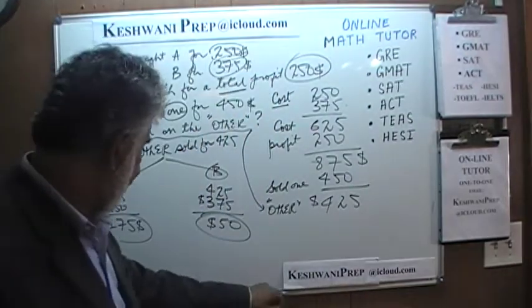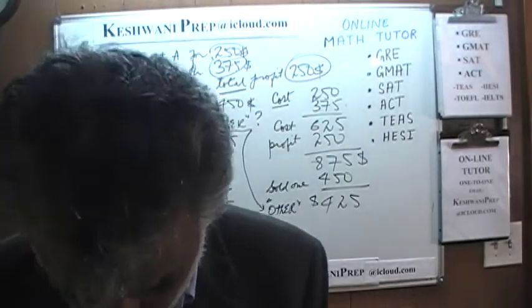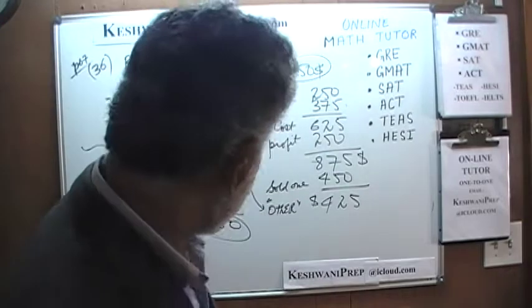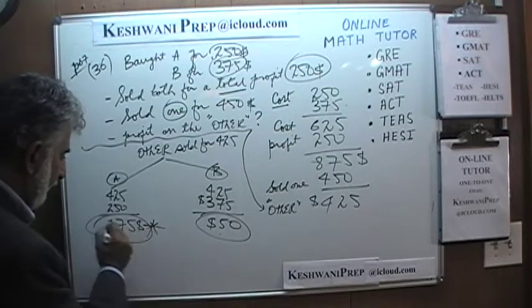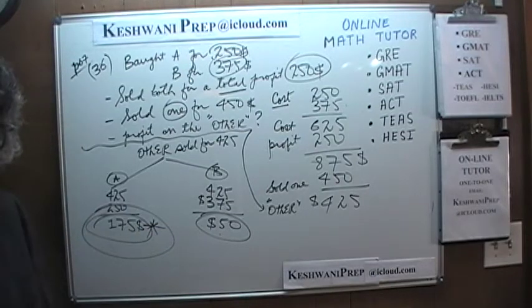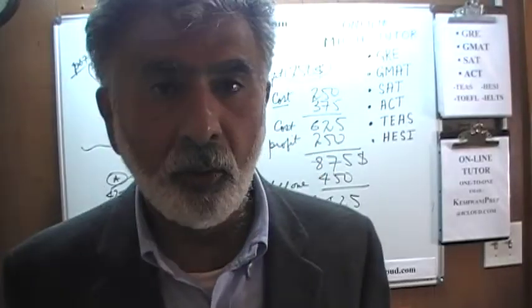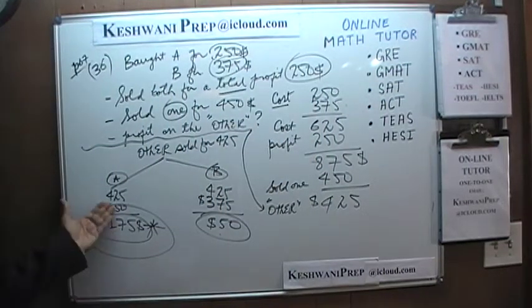Out of these two, only one can be among the answer choices, and that's our answer. We look at the answer choices and you will find that the choice of $50 does not exist. It's not in the answer choices. $175 is what we are given, and that is our answer. There are only two possibilities for the profit on the other, either $50 or $175, depending on whether we sold bicycle A or bicycle B for $425.